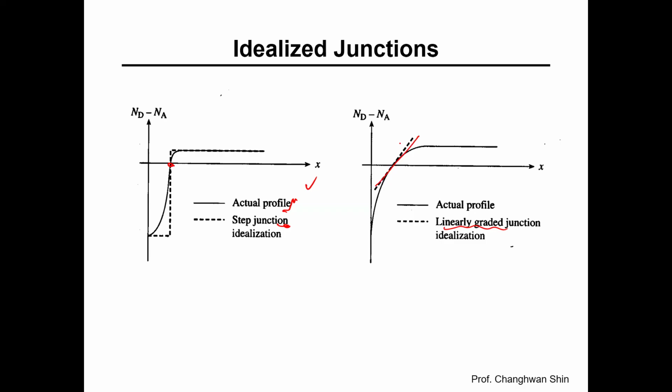This is more accurate for certain types of junctions, particularly those made by epitaxial growth or ion implantation with specific process conditions. These idealizations are analogous to how we might simplify other physical systems. For instance, when we study the motion of a pendulum, we often start with the idealization of a simple harmonic oscillator, ignoring air resistance and other complications. Similarly, these junction idealizations give us mathematical models that capture the essential physics while remaining solvable.